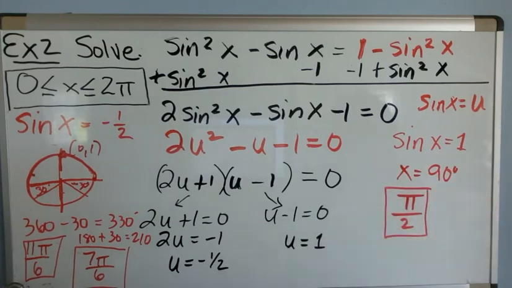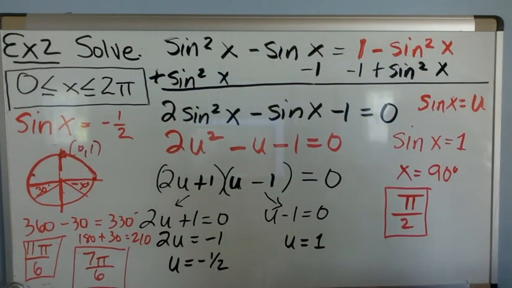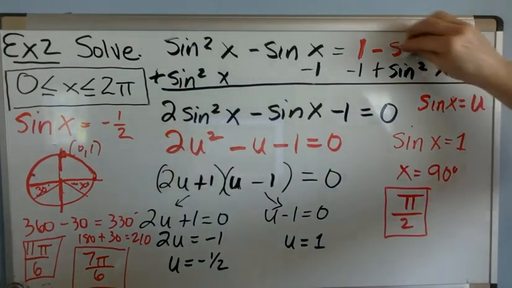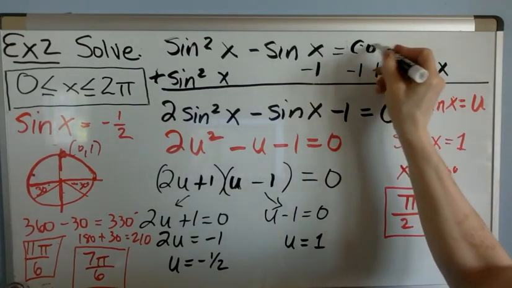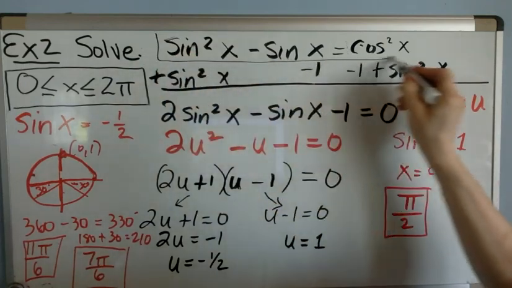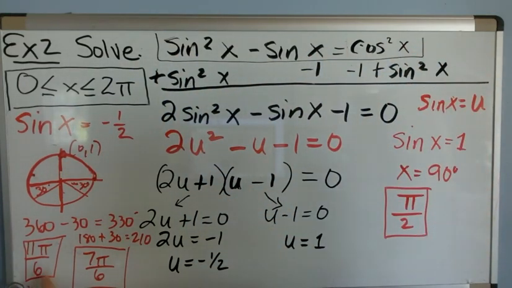So the three solutions between 0 and 2 pi to the equation that we originally had, which was sine squared of x minus the sine of x equals the cosine squared of x, are 11 pi over 6, 7 pi over 6, and pi over 2.